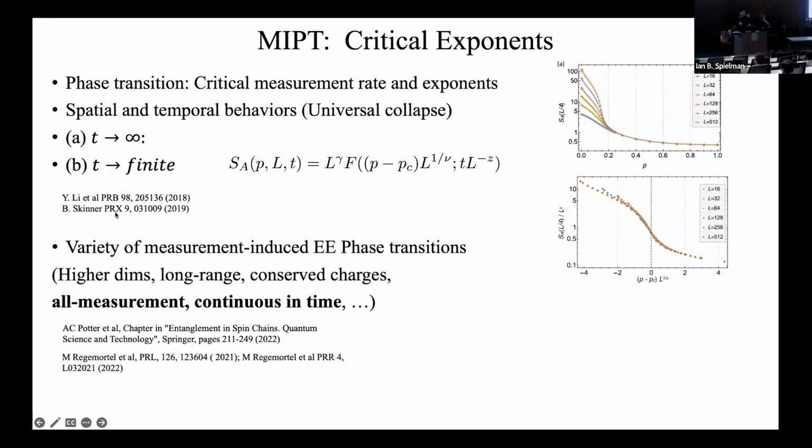After these initial works, people have studied this kind of phase transition in different settings. We can have systems in higher dimensions. We can have systems that have long range interactions. We can consider time evolutions where we have some conserved charges, whether discrete or continuous charges that are conserved in the time evolution. Then we can see this kind of entanglement transition in systems that consist only of measurements and which are even continuous in time.